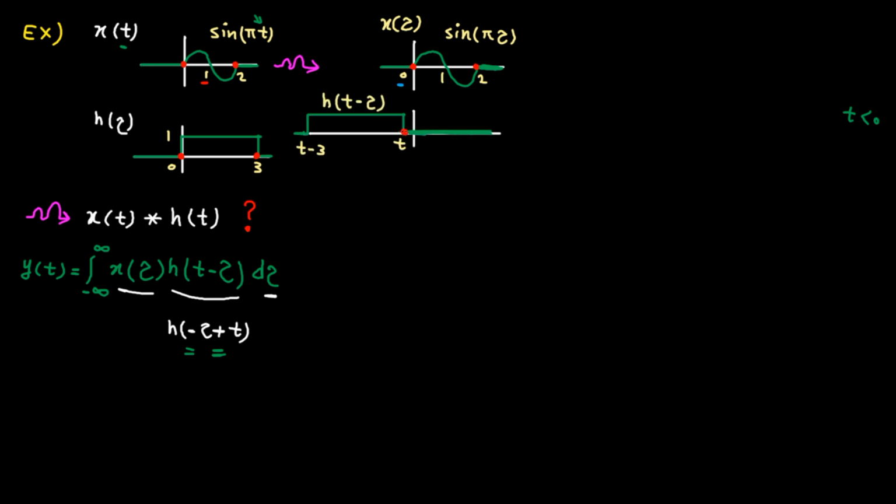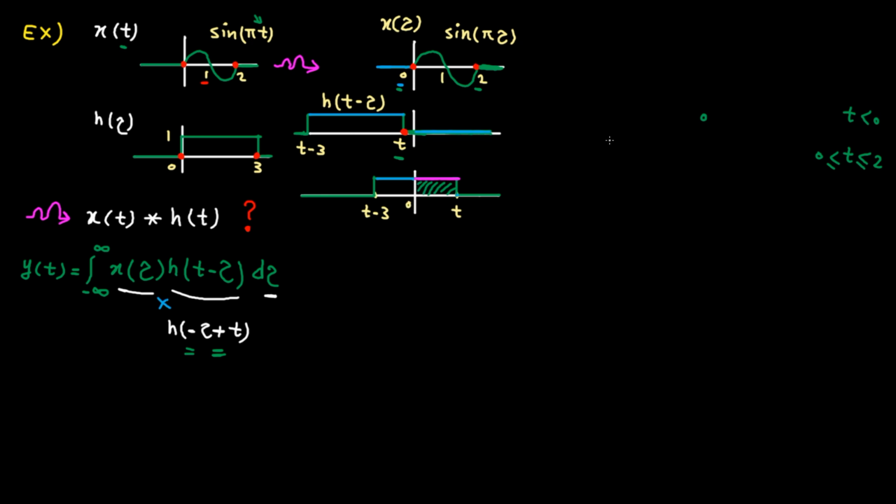When t is less than 0, this window is multiplied by 0. Also after t, h is always 0, so the product between x and h is always 0. The second scenario is when t is greater than 0 and less than 2. Let me plot this scenario. This part is multiplied by 0.